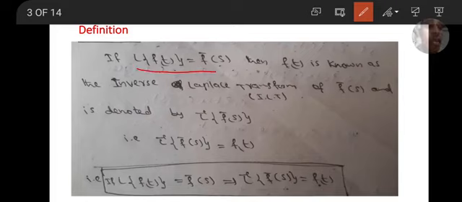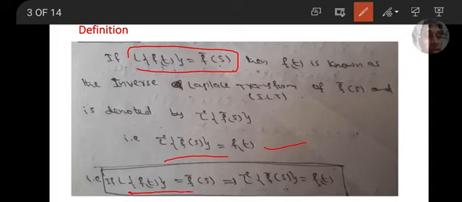If L of f of t equal to f bar s, then L inverse of f bar s equal to f of t. F of t is called the inverse Laplace transform of f bar s. That is, if L of f of t equal to f bar s, L inverse of f bar s equal to f of t.